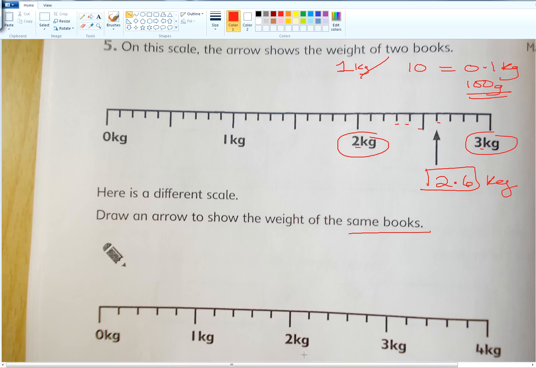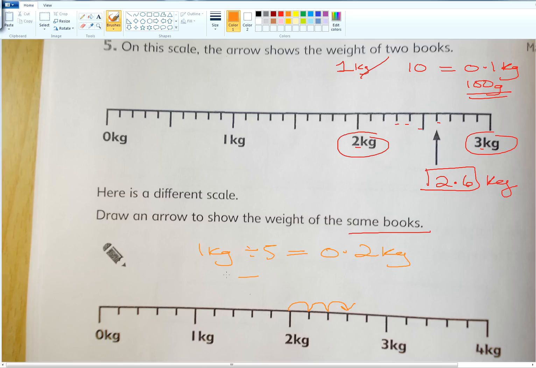How many gaps do we have now? 5. Let me get back to the pen. Actually, brush. So we've got now 1 kilogram divided by 5 gaps. That gives you what? 0.2 kilograms per jump. Okay? Before it was 0.1, now it's 0.2. So we have to find 2.6. So let's have a look. So here's 2, 2.2, 2.4, 2.6.